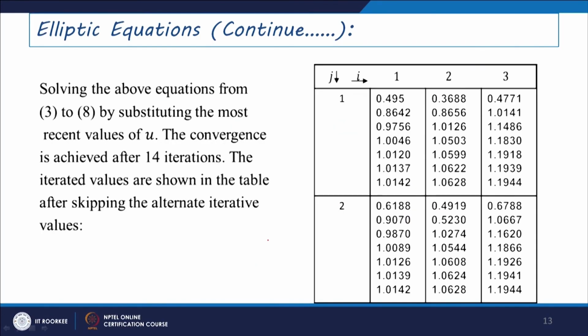So if you solve this above set of equations by substituting these most recent values of u, the convergence is achieved after 14 iterations. The iterated values we are denoting here. Since i is varying like 1, 2, 3 here, for a fixed j, we can iteratively get all these values here. If you see here, repeated values are obtained like 1.0137 here and 1.0142. So after the third decimal place, this convergence is occurring. That's why we have considered this one as the last iterated value here.